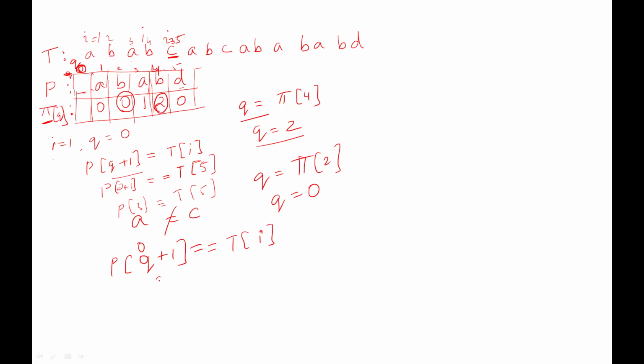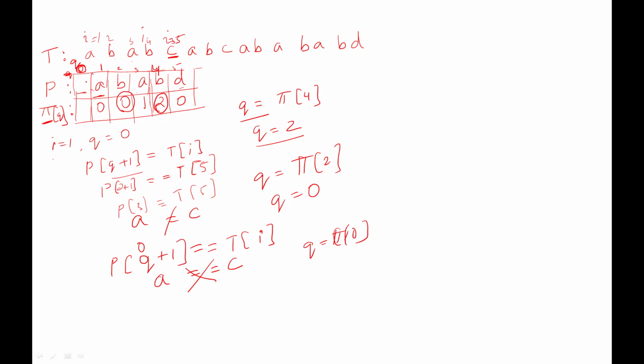So we found out that q plus 1, that is 0 plus 1, our first character, that is A, whether A is matching to C. Again it is not matching. So can we now shift again? Pi of 0, can we shift again?